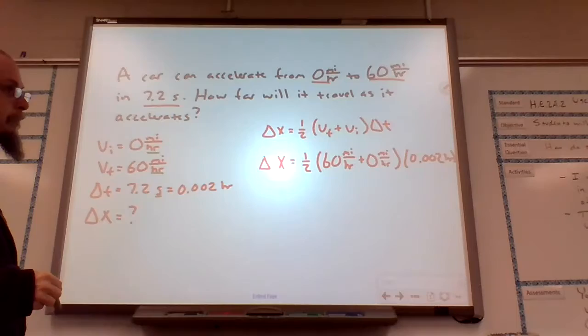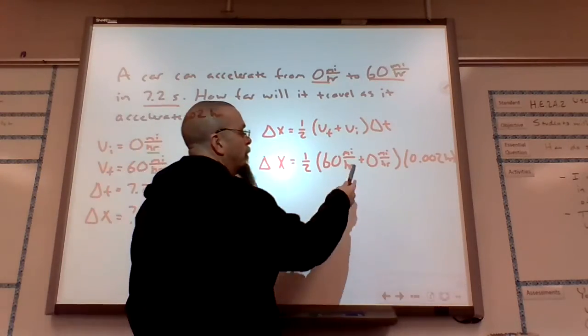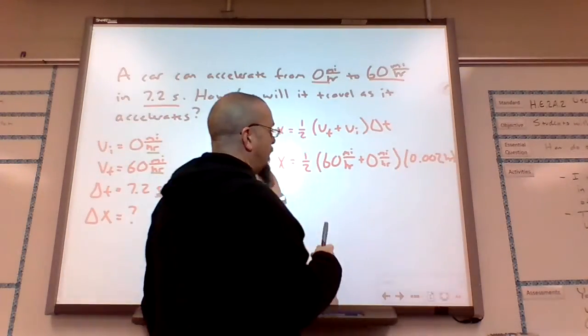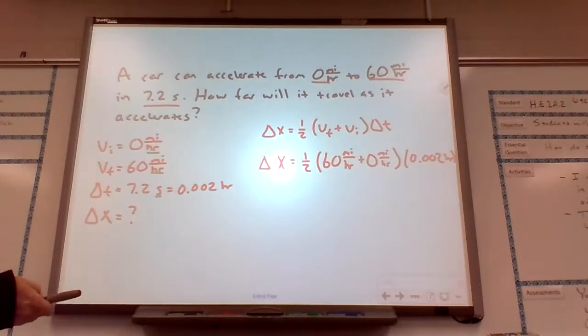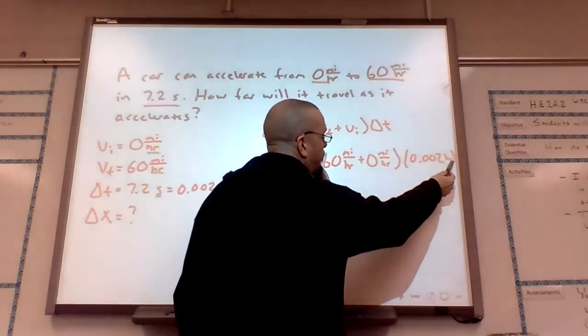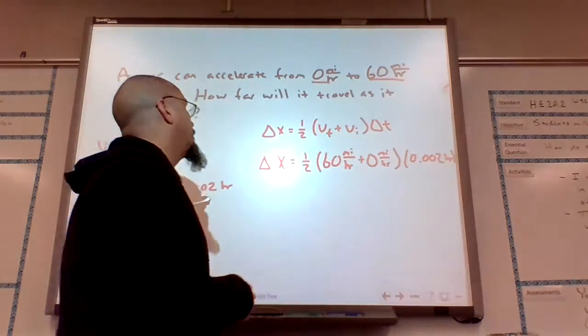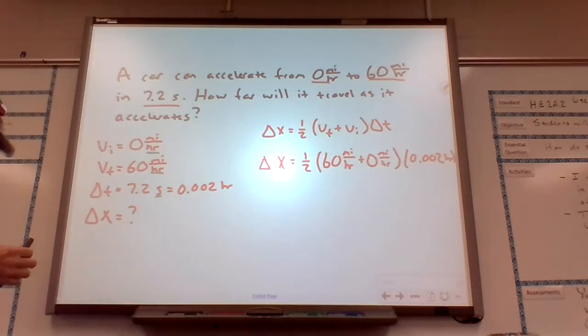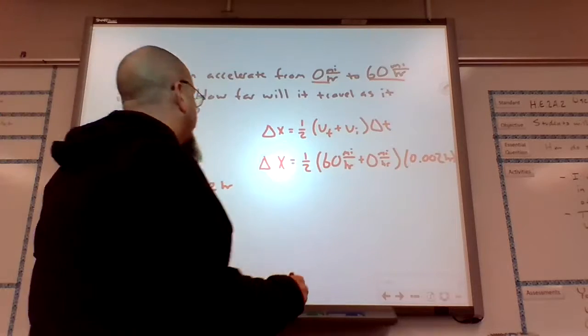This is why we had to do the unit conversion. When we multiply these together, the hours will cancel out and we're left with miles, how far the car traveled. If we had left this in seconds, these units wouldn't cancel and we wouldn't be getting delta x. So this is 0.5 times 60 times 0.002. So it's 0.06.